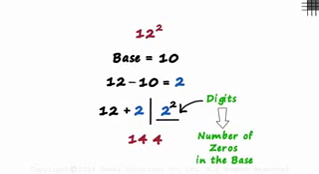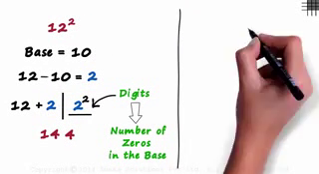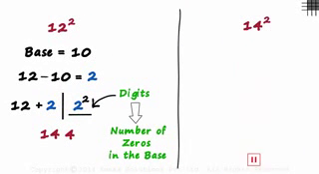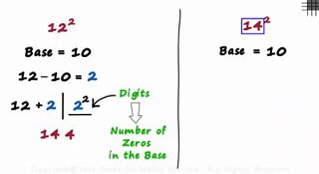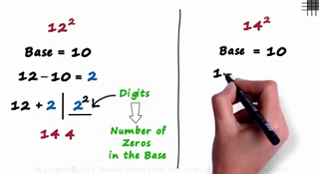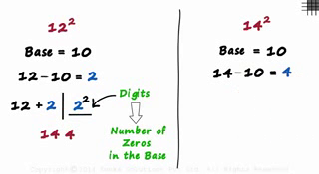Why don't you try one now? Try using the same technique to find 14 squared. Here, we can choose the base as 10, as 14 is pretty close to it. The next step is to find the difference between the number and the base. That will be 14 minus 10, which equals 4.